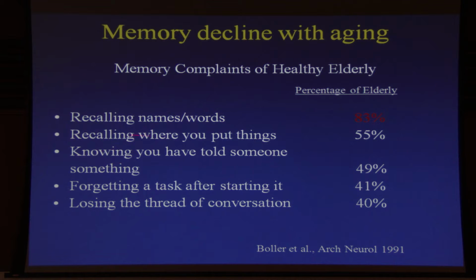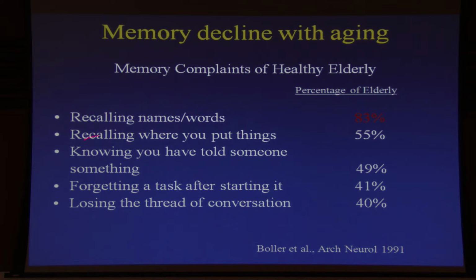So what are some of the things that you see even when you're aging in a relatively healthy way? Well, regardless, 83% of people that are 70 or above will say, well, I'm having some trouble recalling names or words. You say, well, that's just normal. Well, it's normal, but let's figure out, well, what about those 17% that's not even having that kind of a complaint? Is there something special about that?